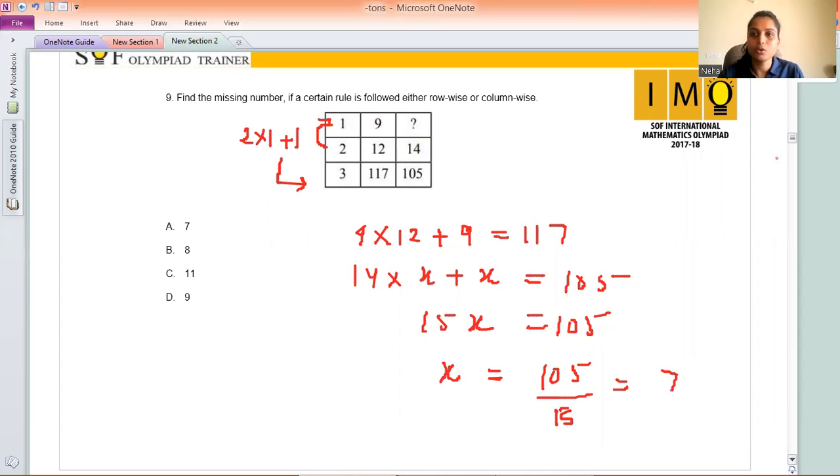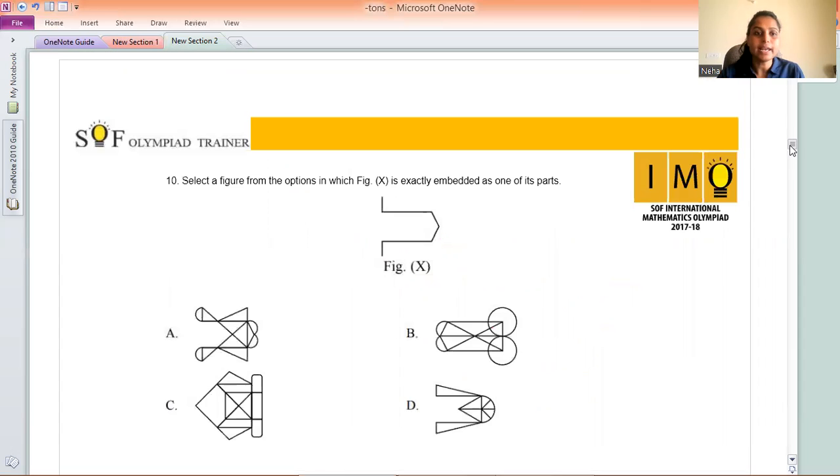Okay. Now the next one. Question number 10. Select a figure from the options in which X is exactly embedded as one of its parts. So in option number A, as I can see that I think this is my resembled part. So in option number A, I can find this image. So option number A is correct. In rest of the options, as you can see, there is no image like this.